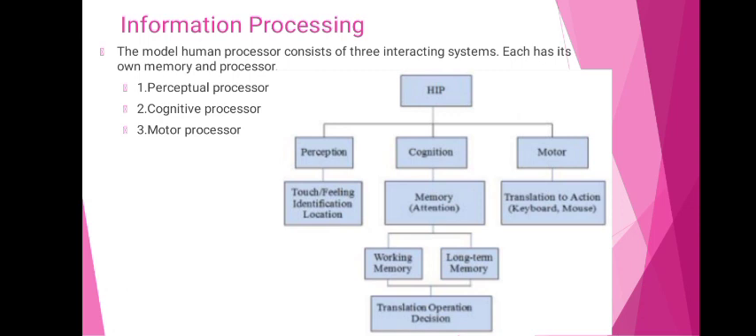The perceptual processor outputs into audio storage. It also outputs into visual storage. The cognitive processor outputs into working memory. It has access to working memory and long-term memory. The last one is the motor processor, and it carries out actions.